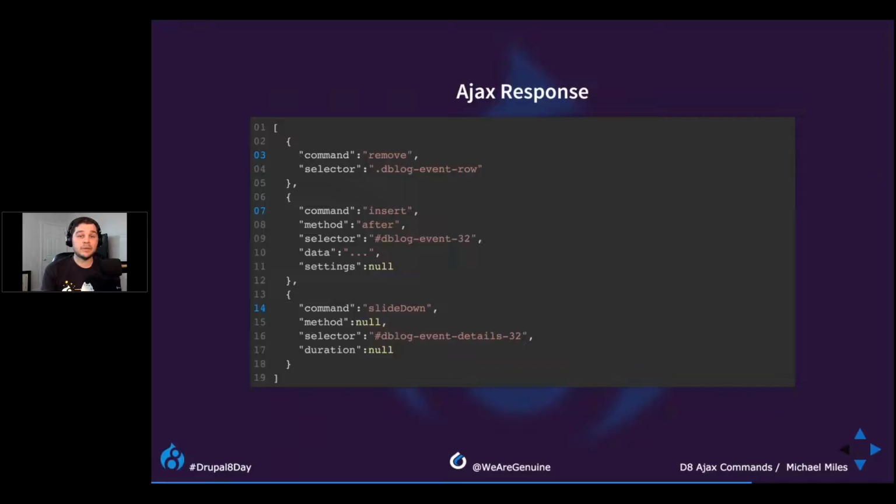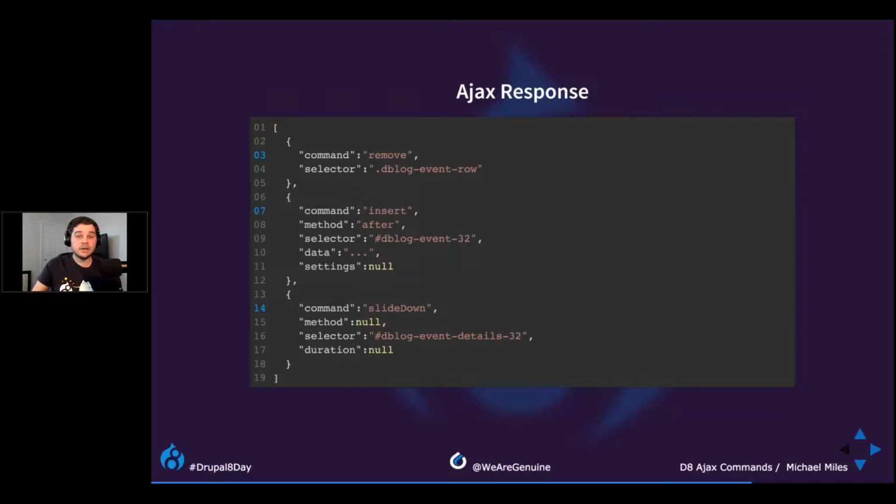Now what's going to happen with this response is the AJAX framework is going to parse through this data. It's going to say, okay, for this first object, give me the command. I'm going to send this data as a response and execute the JavaScript attached to my object. Then it does it for insert, then it does it for slide down.